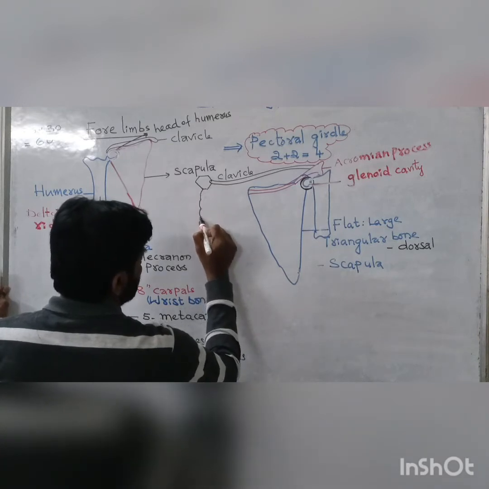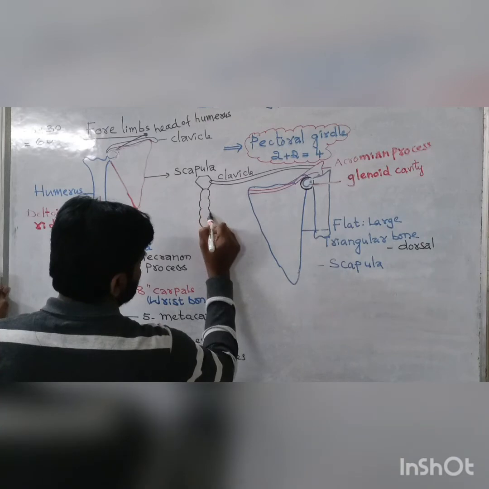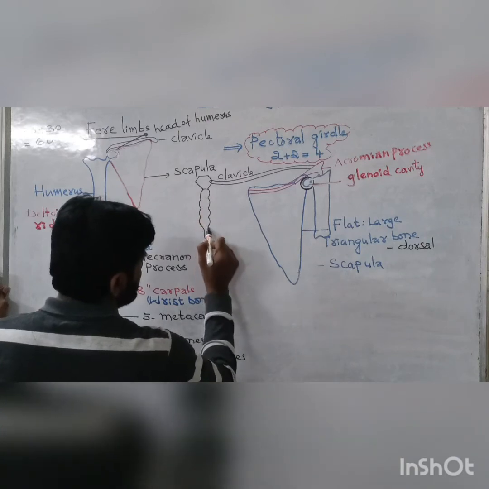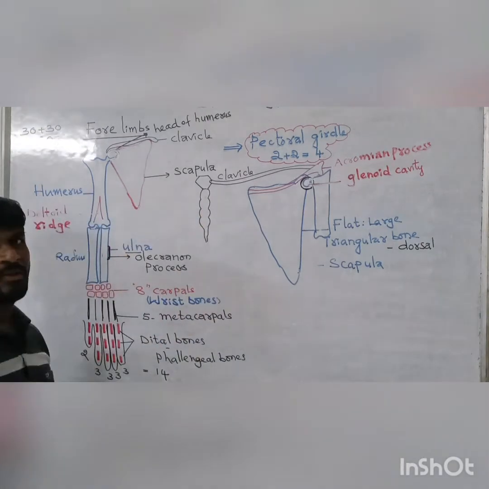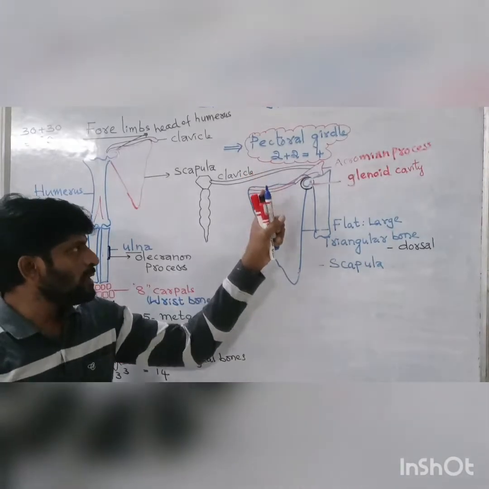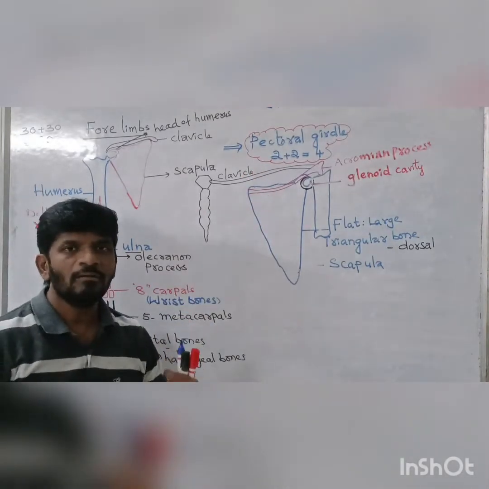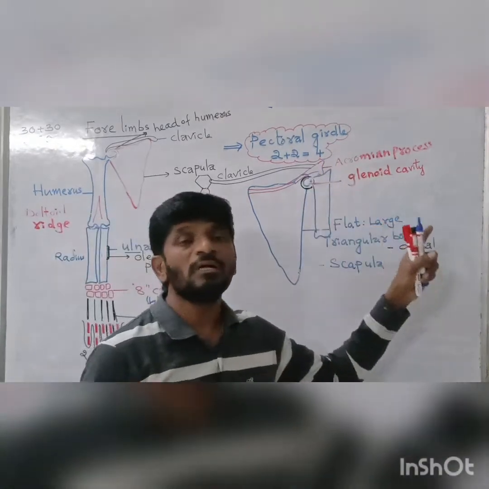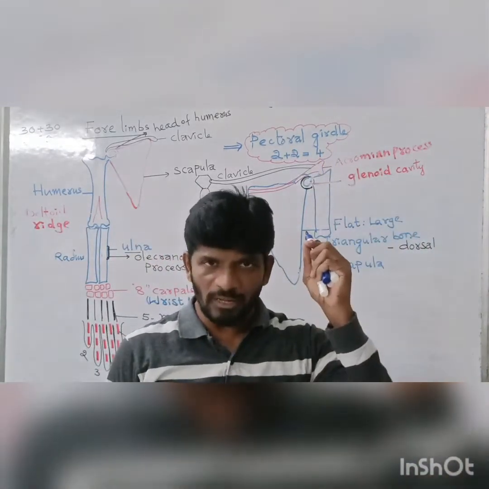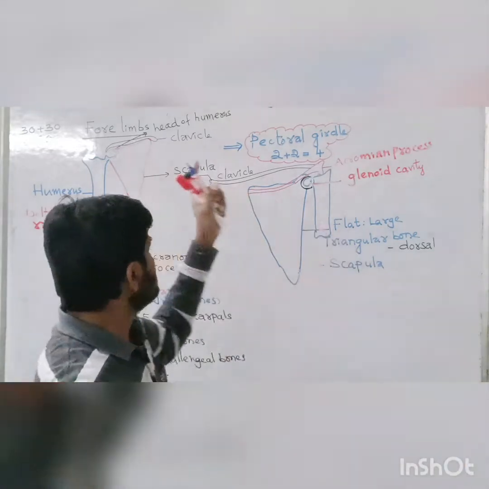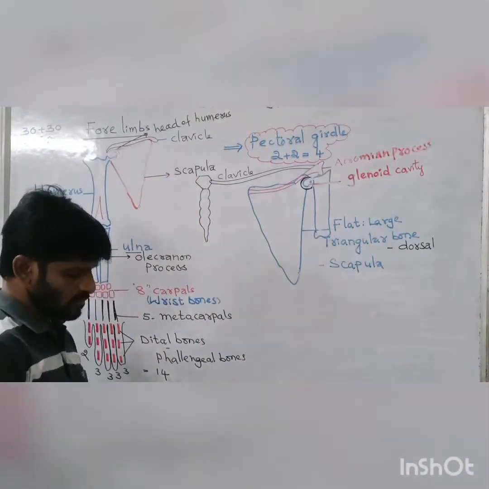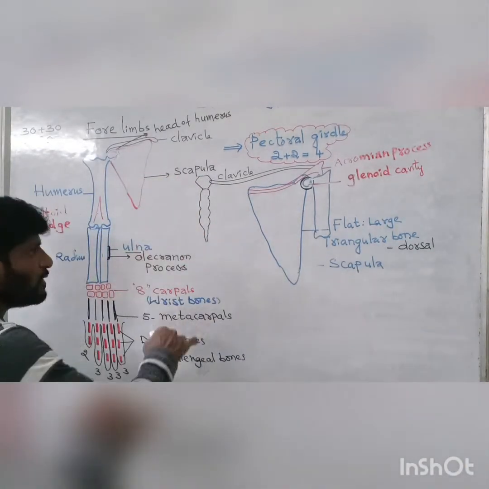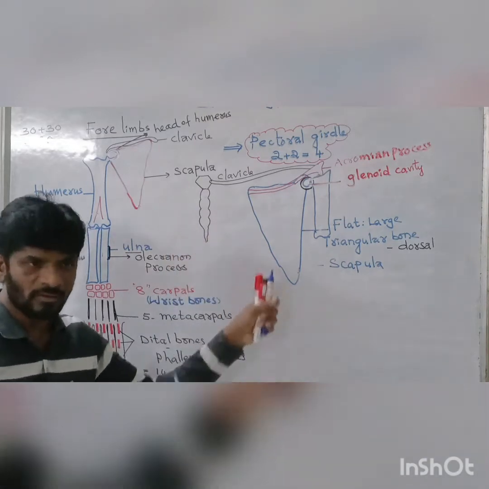And the body, and this is the xiphoid process. So clavicle plus scapula on one side, the number of bones is 2 plus 2 equals 4. The number of bones in the pectoral girdles of man is 4 plus 60 equals 64. This is all about the forelimbs and the girdles. I think you understood that.